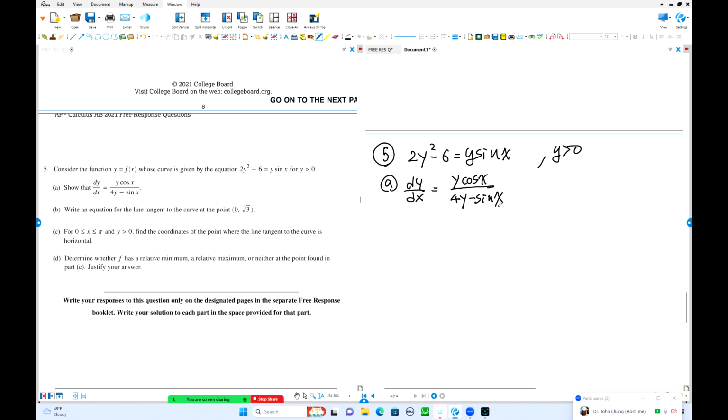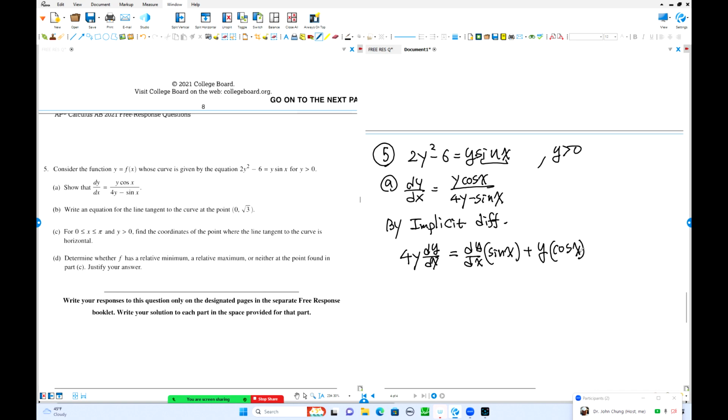We take the derivative to show this one, because it's impossible to express y in terms of x, right? That's why we have to use implicit differentiation, okay? The derivative of 2y squared is 4y times dy dx. The constant 6 has derivative 0. This is a product of two functions. First is y prime, dy dx, times sine x. For the second one, y, don't touch. Take the derivative of sine x, which is cosine x.